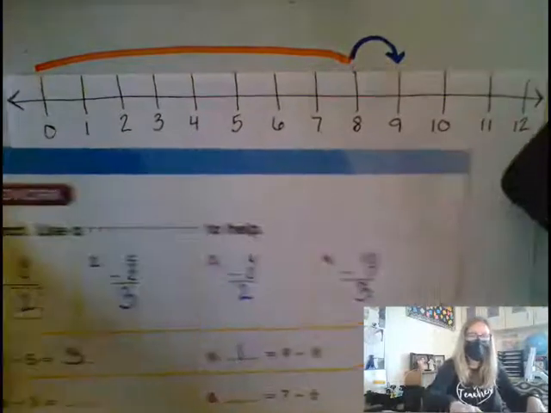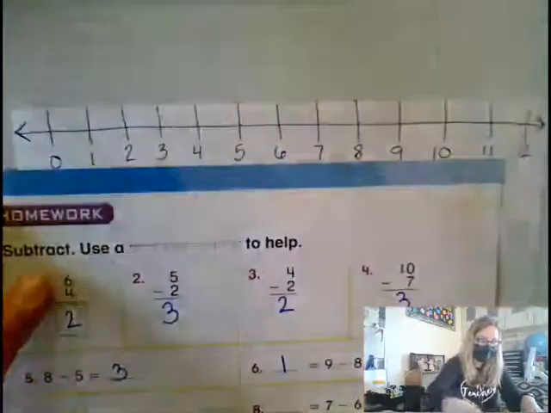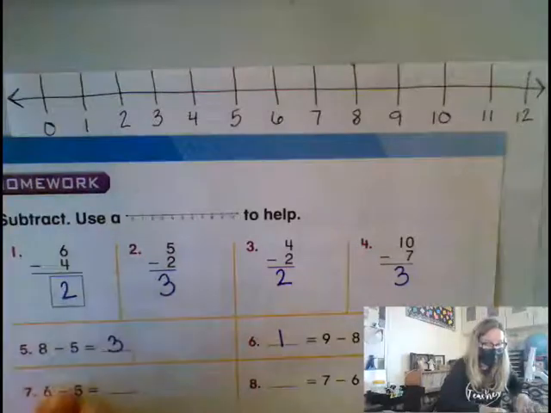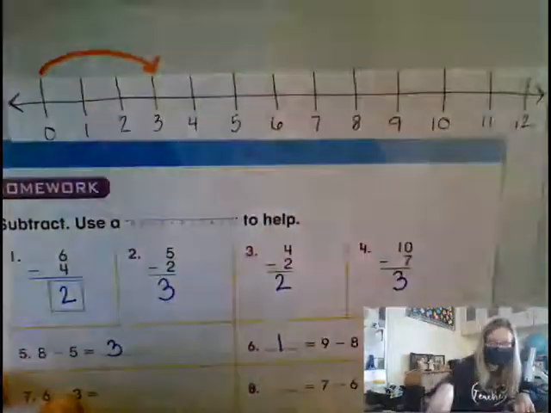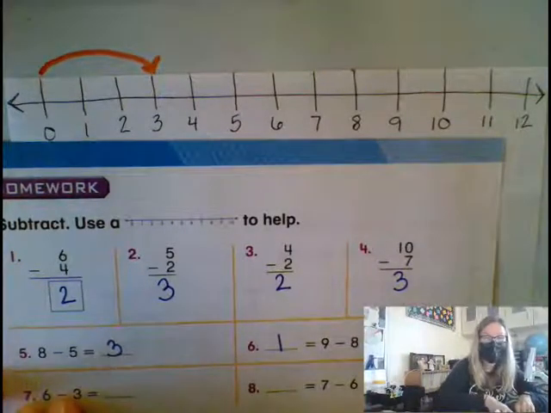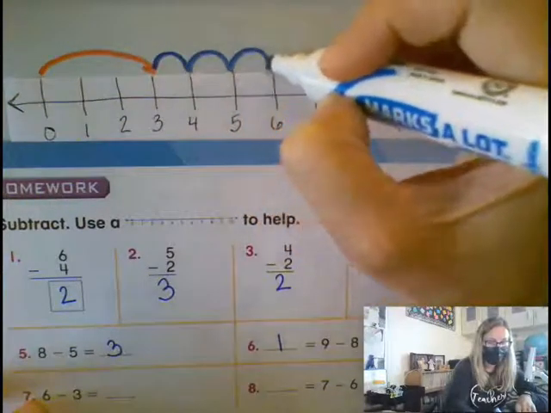All right, 2 more, friends. Let's look at number 7. Number 7 says 6 take away 3. So my first part is 3. I'll do my first jump to the 3. My second part I don't know yet, but I'm going to keep going till I get to the 6. Ribbit 1, ribbit 2, ribbit 3. I made it to 6.